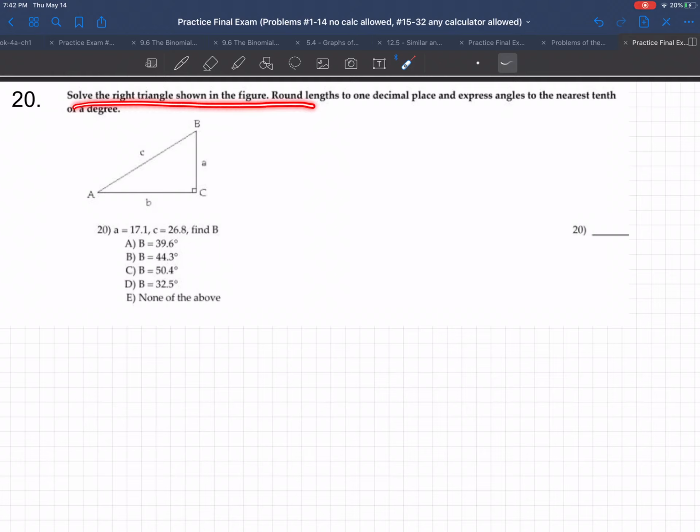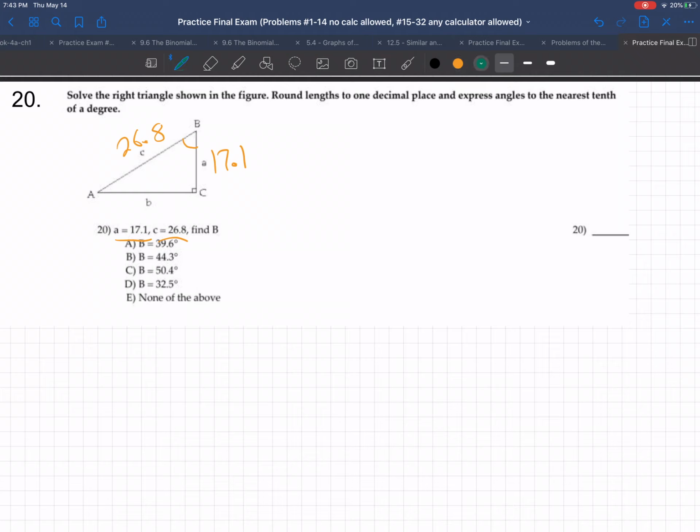Solve the right triangle shown, find the lengths, and stuff like that. Okay, so we have this triangle here. They're telling us little a is 17.1. Let's put that over here. And little c is 26.8. Let's put that right here. And we're finding capital B, this angle here is what they want us to find.